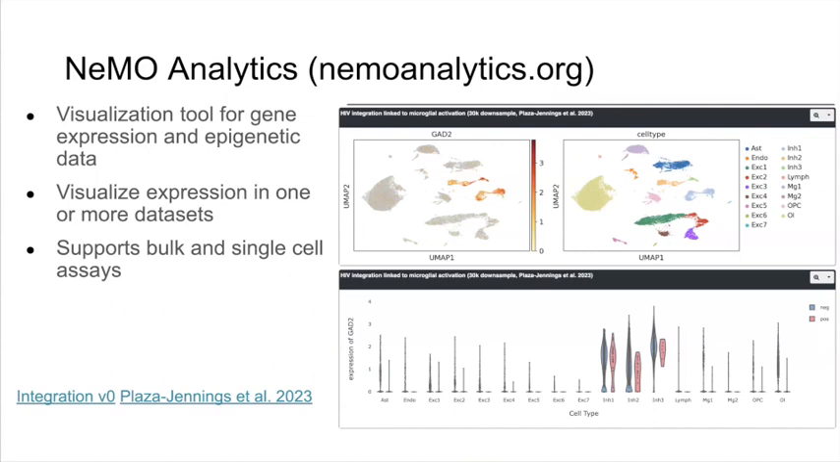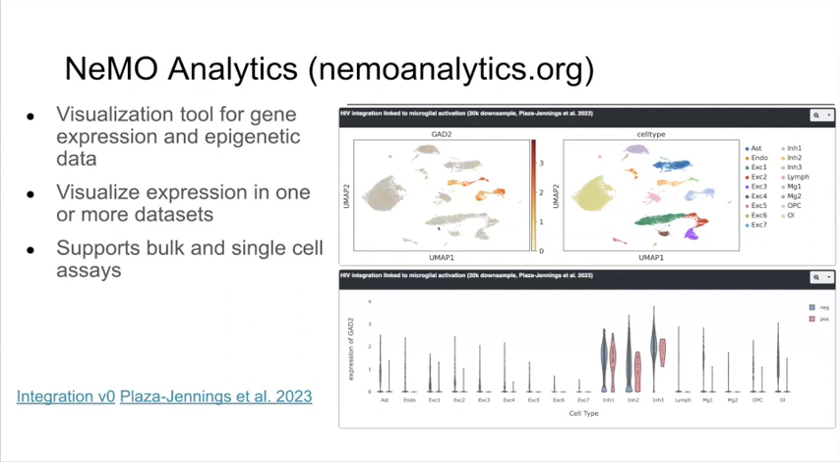As I mentioned, the other tool we have deployed is called NeMO Analytics. This is a tool that was built in collaboration with Dr. Rona Hertzano, who's a surgeon scientist. This tool allows you to compare one or more gene expression or epigenetic data sets. I'm giving you just an example of a single cell data set that's been shared through this Plaza Jennings et al. paper that's available at NeMO Analytics.